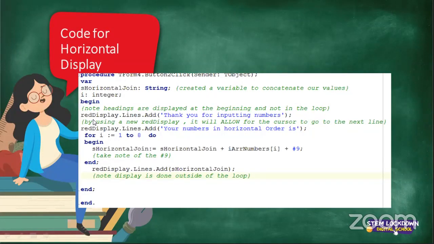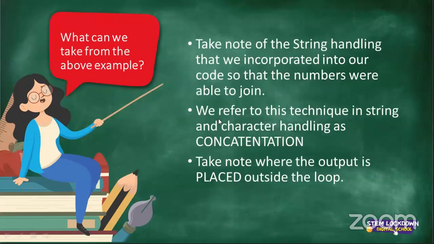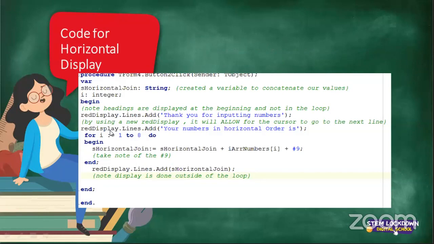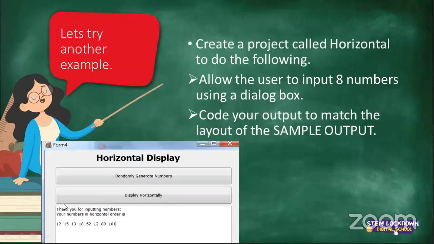So I went ahead and did RedDisplay.Lines.Add, and you can see I did that for line 1. And then for displaying the second line, by saying RedDisplay.Lines.Add, I'm able to display your numbers in horizontal order in the second line. I hope everyone is fine with that part over there.